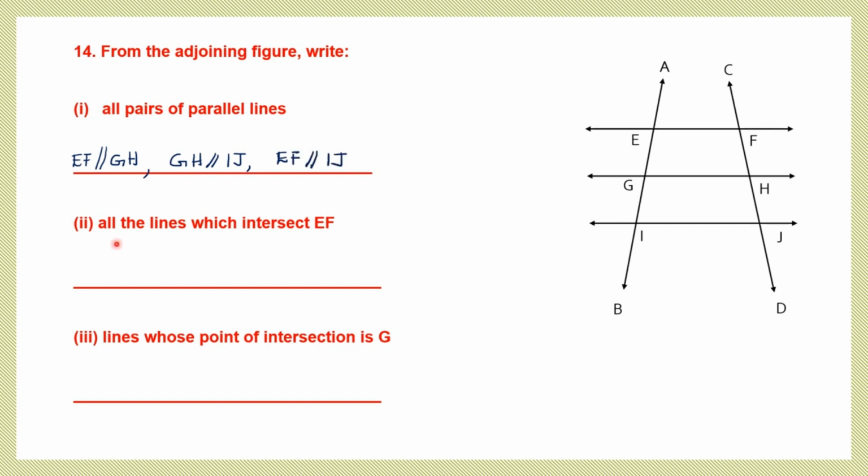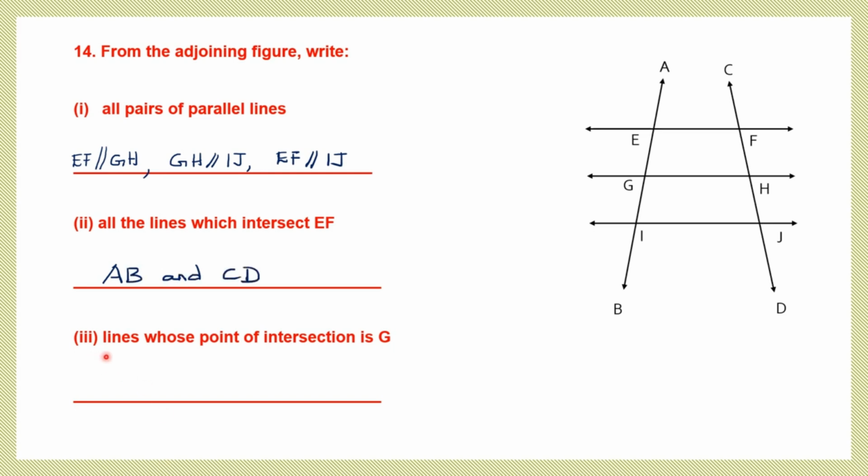Next question, write all the lines which intersect with EF. Now where is EF? We have the line EF here. What are the lines that intersect with EF? So now this is EF and there are only 2 lines that intersect with EF. One is AB and the other is CD. They intersect with EF. So let's write that AB and CD intersect EF.